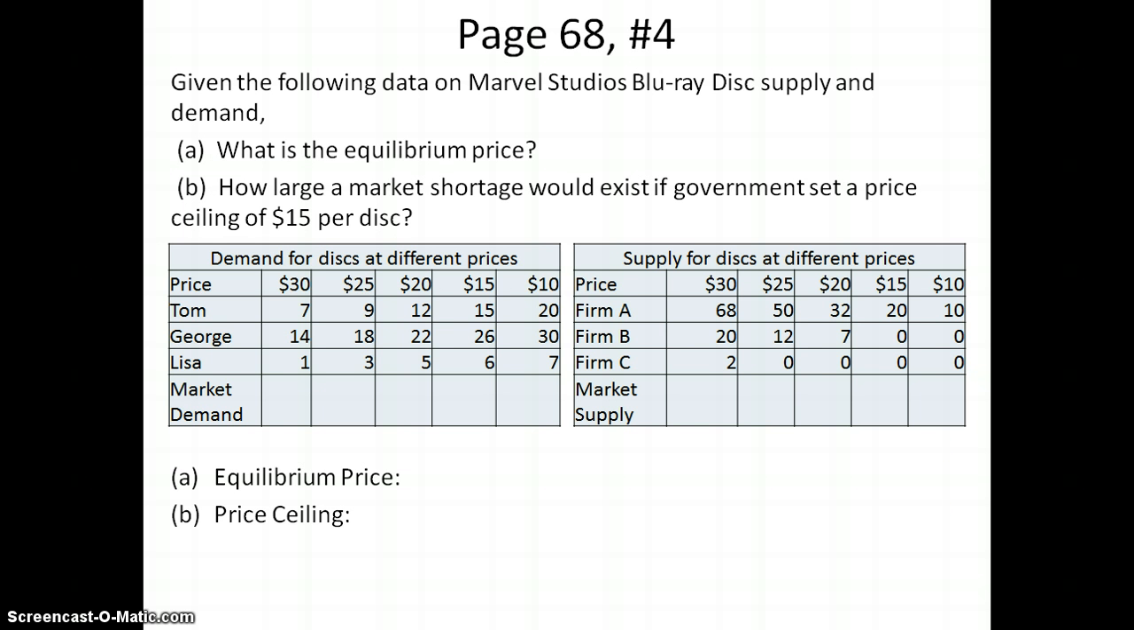And our last question moves to chapter 3. Okay, I have a very similar table but with different numbers here, and we're estimating the supply and demand for some Marvel Studios movies. So to determine the market demand and supply, you need to add up for each price the amount each person would be willing to make. So Tom is willing to make 7 at $30. George is, or buy, excuse me, this is buy.